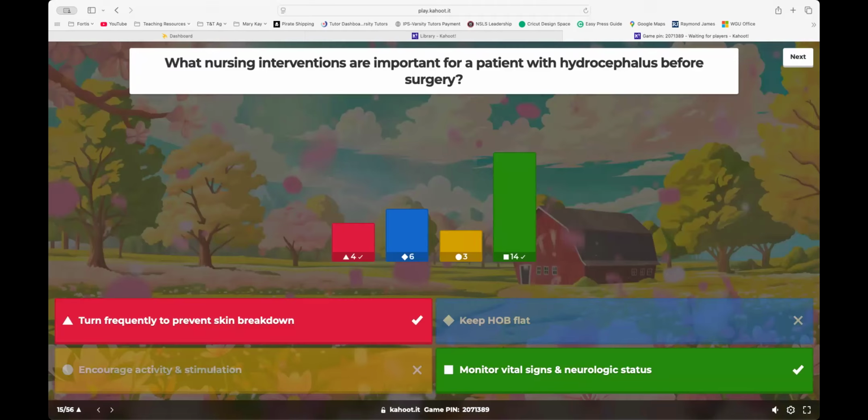So if we've got all that fluid and that soft tissue around the skull, if we leave them in the same position, then that soft tissue is going to start to break down, just like a pressure ulcer. So we want to make sure we're turning these kids frequently to prevent that skin breakdown. Also monitoring for those potential complications, so vital signs and neurologic status. And they would actually do better with their head of bed elevated so that gravity can help that flow of cerebrospinal fluid to go back down out of their head.